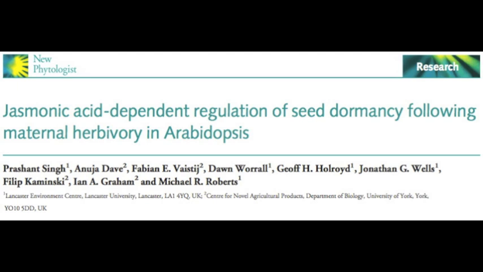Classically we know that ABA and GA are the key hormones involved in germination control, dormancy control. But in this context, obviously JA plays an important role as well. But in the real world, plants are also always under herbivory or pathogen attack. So in reality, JA would play a significant role in this process.